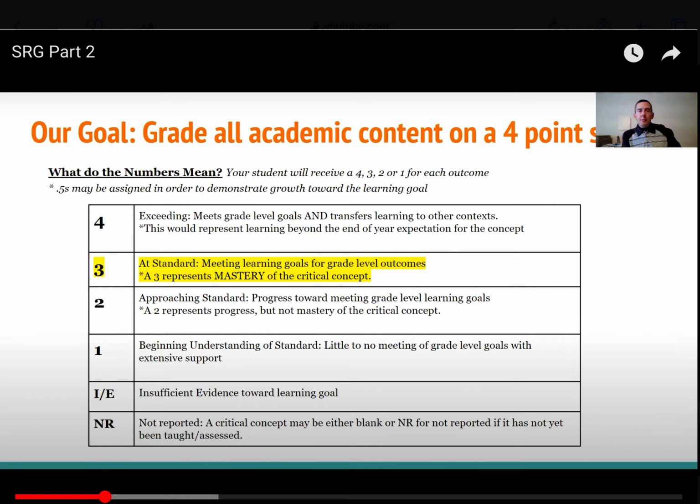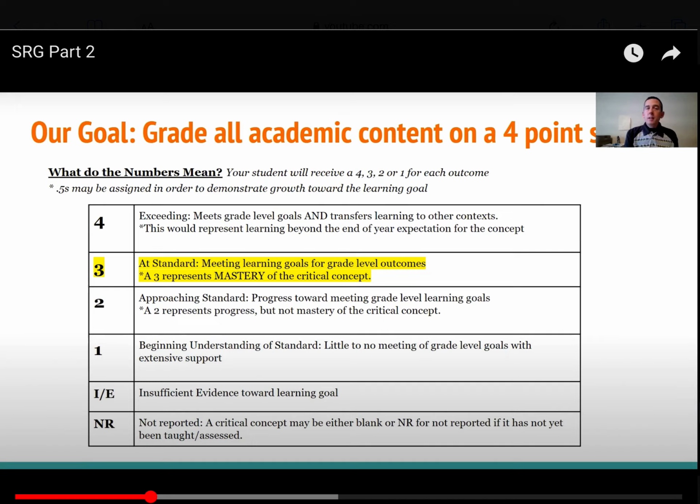I'm going to start with level 3. You can see I have it highlighted here on this slide. Level 3 is the most important level in this 4-point scale, because a level 3 shows that your child has mastered the critical concept. If your child were to receive a level 3 score on any critical concept, that means they've mastered the content.